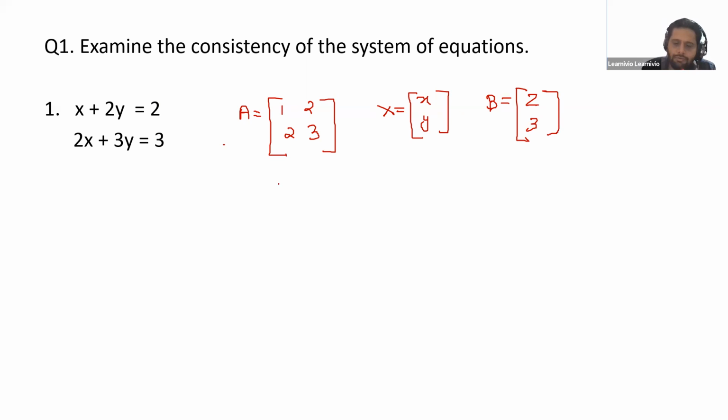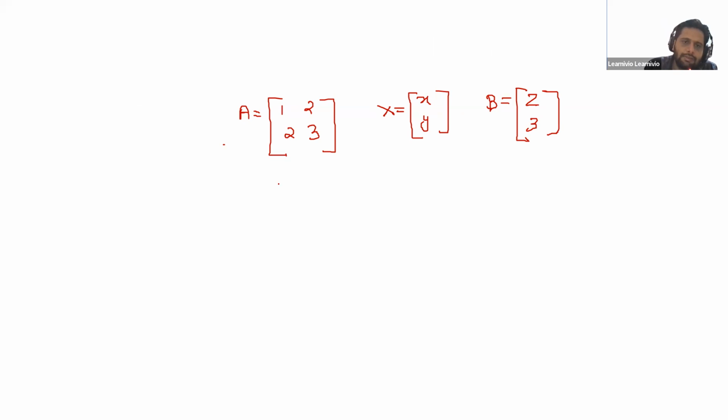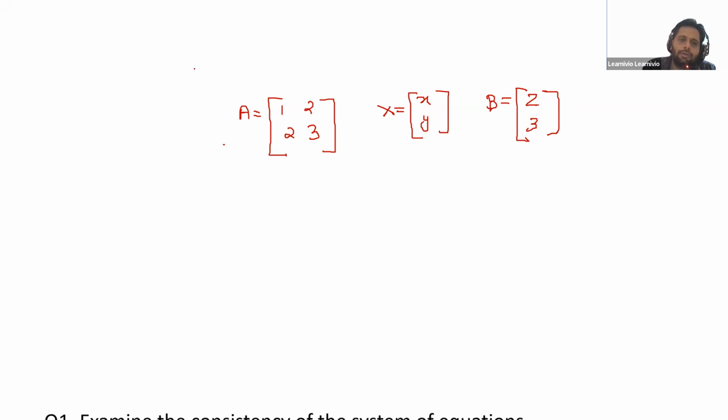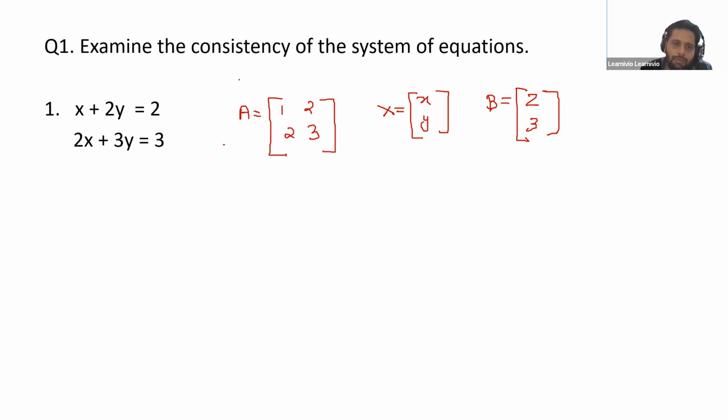Now, Josefa, if you check the first case here, the first case is what? Find the determinant of A first. Now, in this question, we will find the determinant of A. Determinant of A is what? 3 minus 2 into 2. Very good. So this is minus 1. So determinant is not equal to 0.